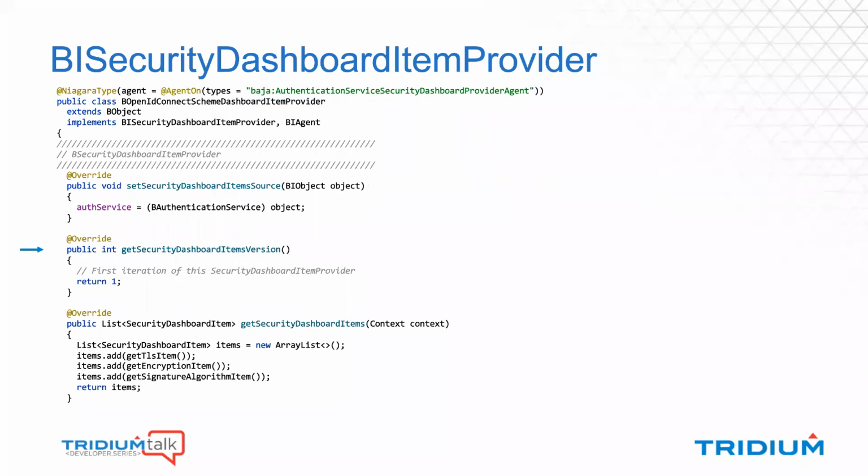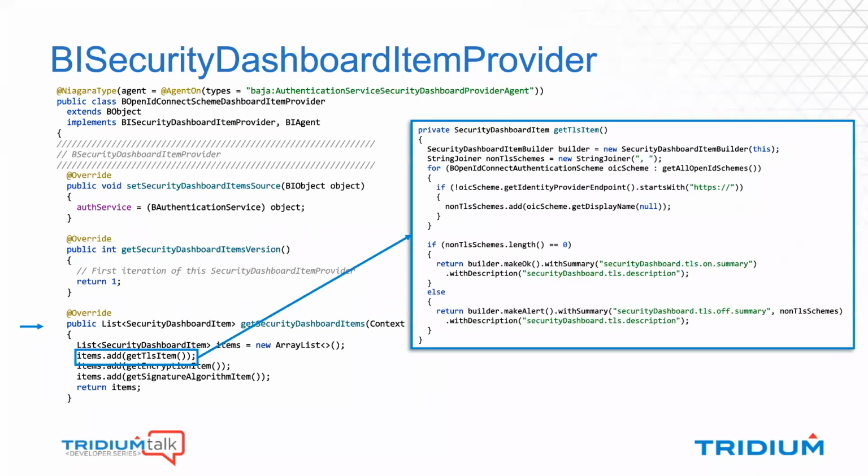We also have the getSecurityDashboardItemsVersion, which we've just set to 1 since it's our first iteration of this module. And finally, getSecurityDashboardItems. Earlier, we identified 3 controls that we wanted on the dashboard, and I've split each of those into their own method. They're all really similar, so we'll just take a closer look at one of them, getTLSItem.